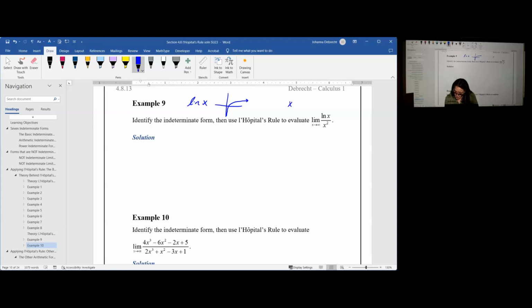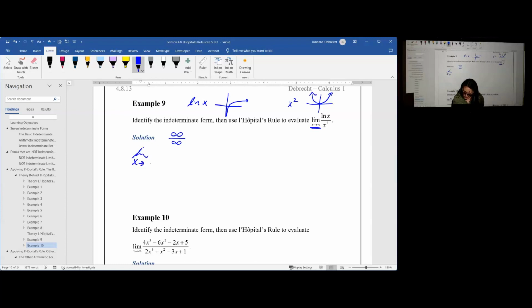I also know what the graph of x squared looks like. As x goes to infinity, the graph definitely goes to infinity. That means that I can say that I have the form infinity over infinity as x is approaching infinity. Because it is one of the basic forms, I can apply L'Hopital's rule.